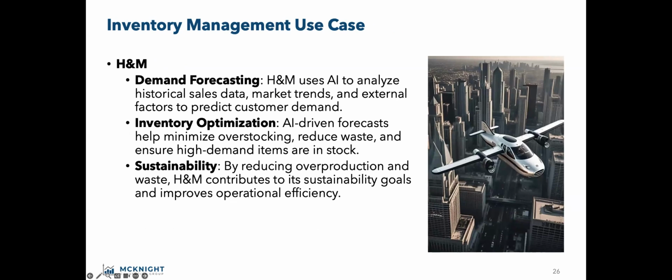H&M is also a big user of AI to analyze historical sales data, market trends, and external factors to predict customer demand. And AI-driven forecasts help minimize overstocking, reduce waste, and ensure high demand items are in stock and right at your eye level. Not down at the floor level, but right at your eye level. Whether something is at eye level or not in a store is very important to the retailer. It's also important in a web-based example, where what is shown to you, where your eyeballs tend to be first and foremost, is very important as well.